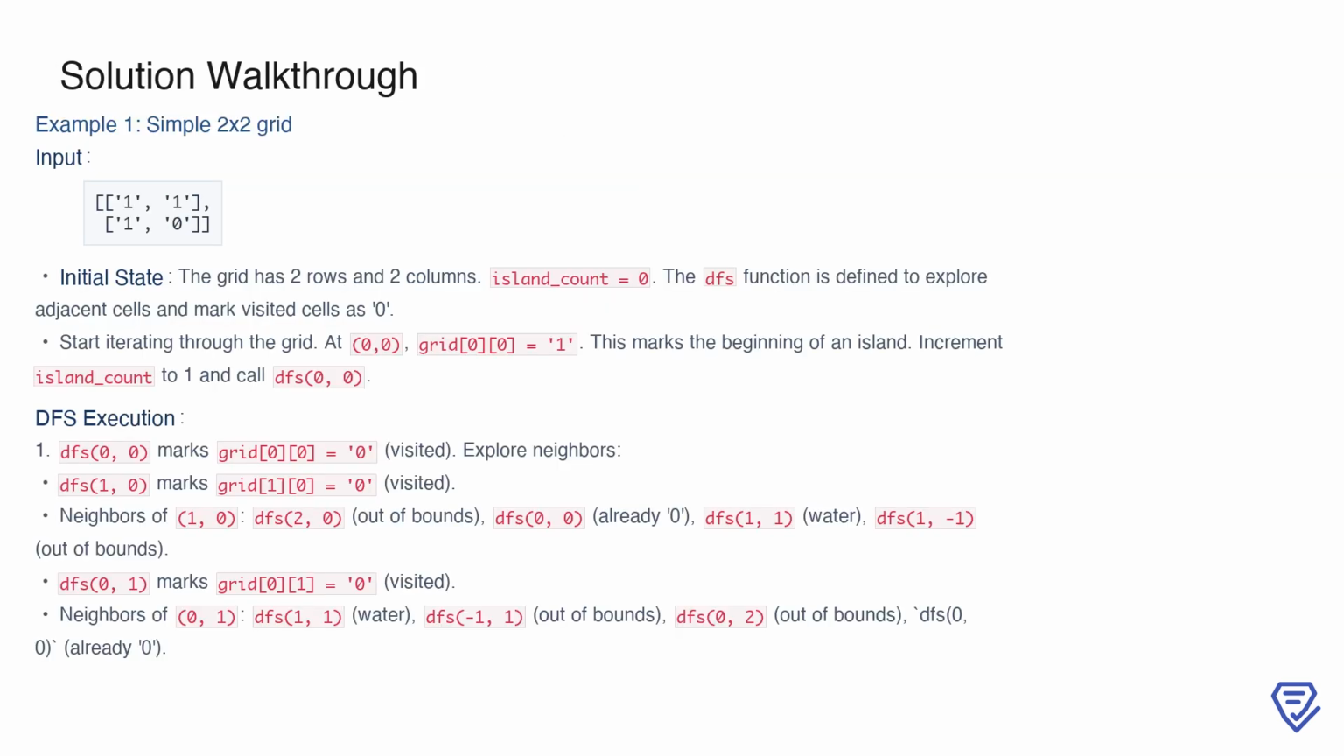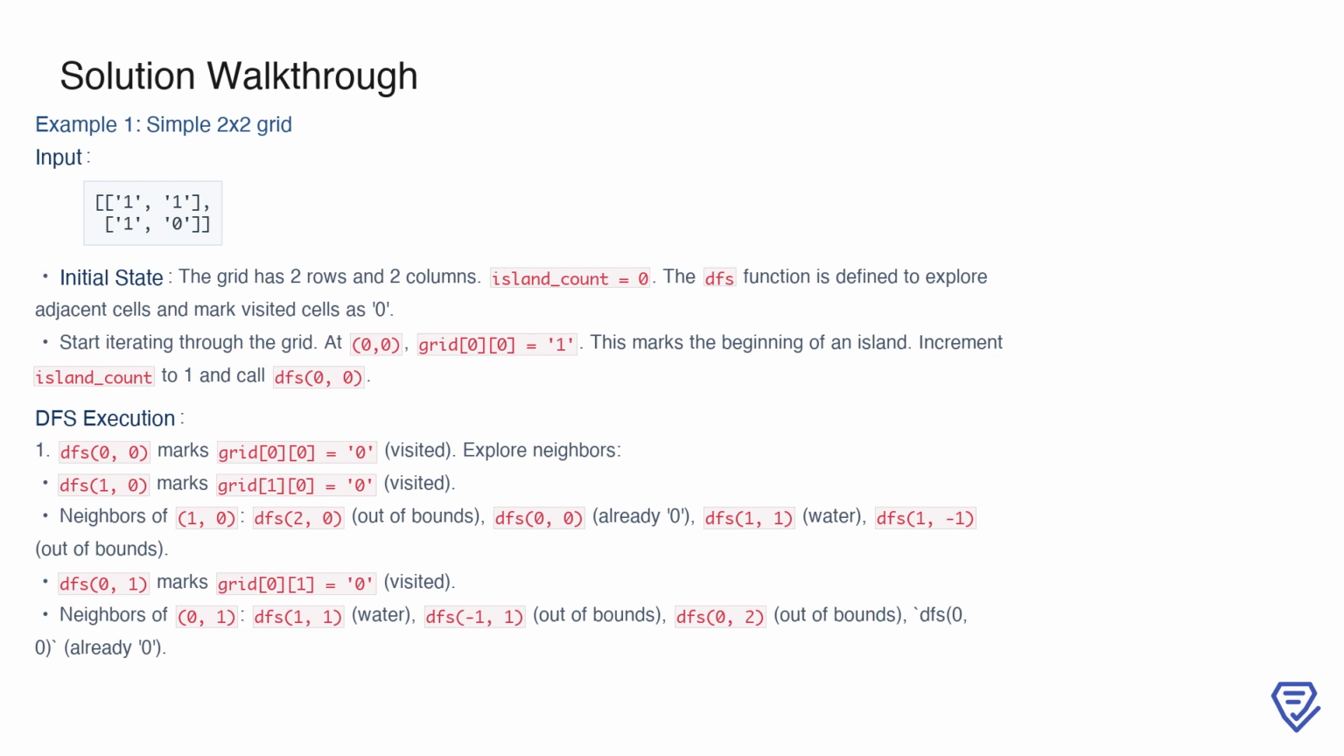To solve the number of islands problem, we start by considering a simple 2x2 grid. The input grid contains 1s and 0s, where 1 represents land and 0 represents water. Initially, we set up the grid with island_count equal to 0, and we define a depth-first search, or DFS, function to help us explore connected components of land. The goal of the DFS function is to mark visited cells as 0 to prevent revisiting them.